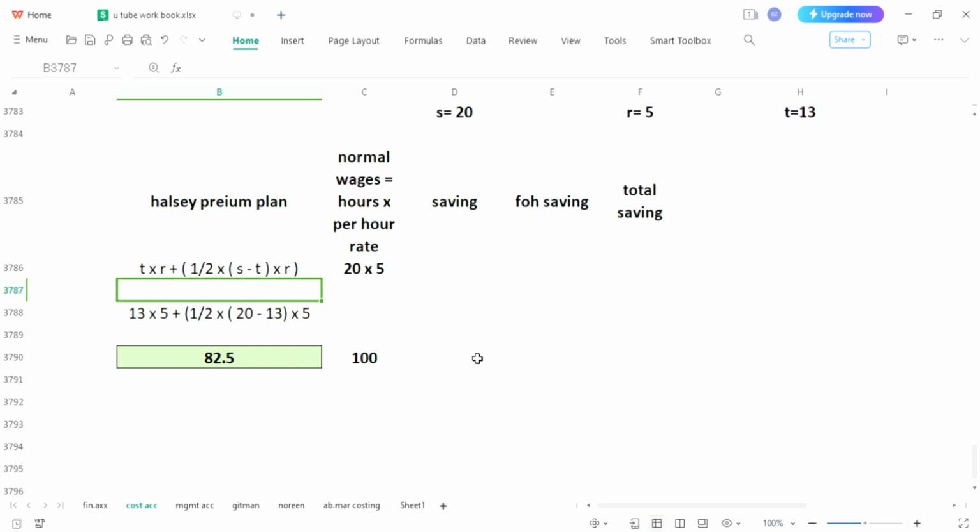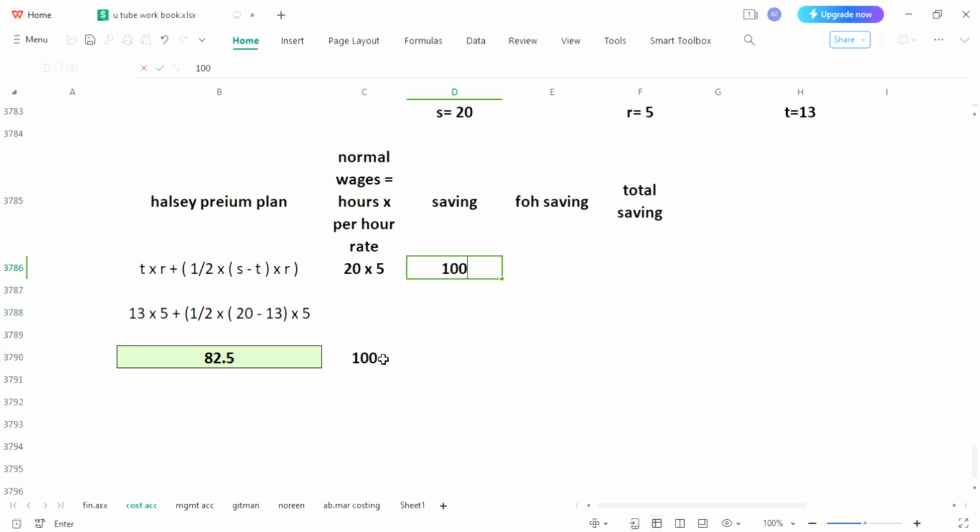So how much saving? You can see that 100 rupees was the amount and they have paid only 82.5 rupees. So in this way some amount has been saved.